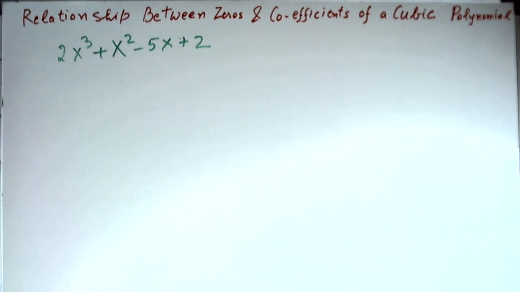In this video, we will learn for a cubic polynomial what is the relationship between its zeros and its coefficients. So let us take a cubic polynomial 2x cube plus x square minus 5x plus 2. This is a cubic polynomial because the highest power in this case is 3.